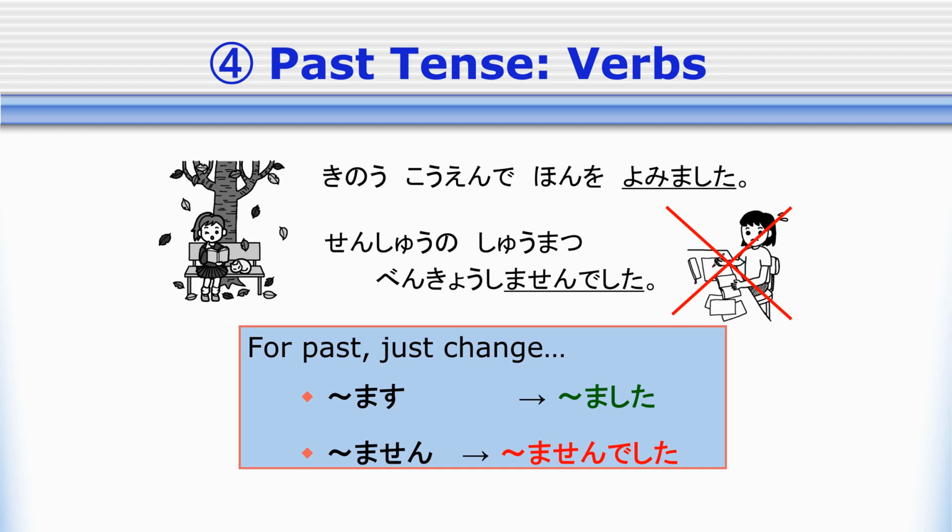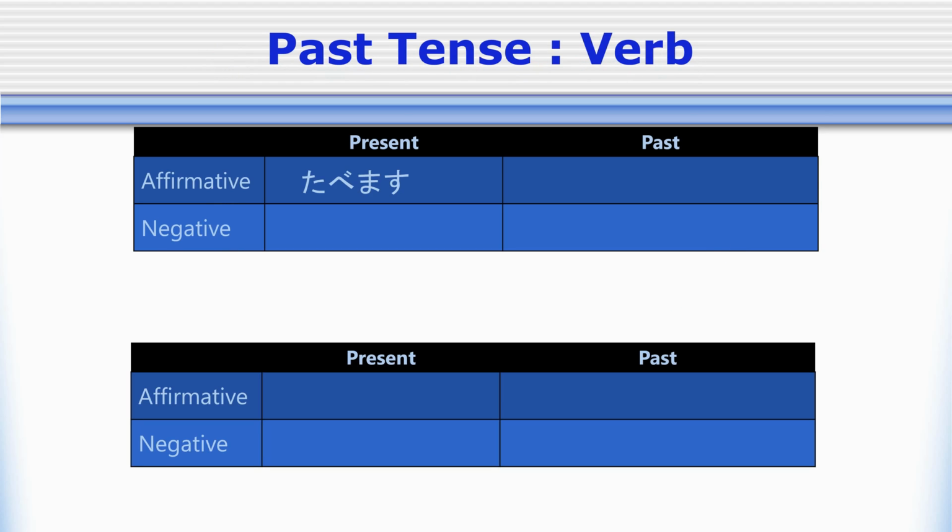So, when we want to put a verb in the past tense, we are just going to change the mas to mashita if it's affirmative, or change the masen to masen deshita if it's negative. So, mas becomes mashita, masen becomes masen deshita.